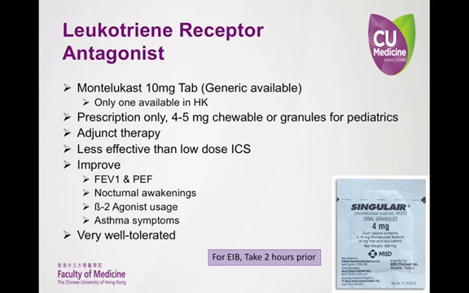Montelukast is the preferred leukotriene receptor antagonist of choice. LTRAs are not an essential first-line agent, but are used as an adjunctive therapy in addition to primary therapies. Montelukast requires a prescription, and there are different doses in pediatric patients down to 2 years of age. Montelukast can improve FEV1 and PEF rate. It can decrease nocturnal awakenings, and it can decrease beta agonist usage and asthma symptoms. Montelukast has very minimal adverse effects.